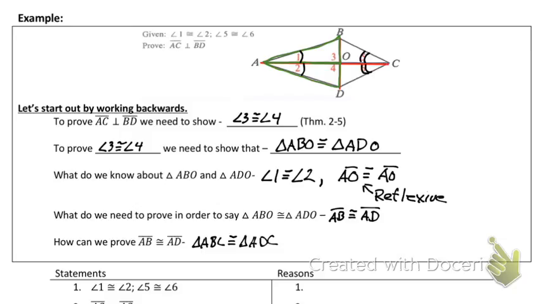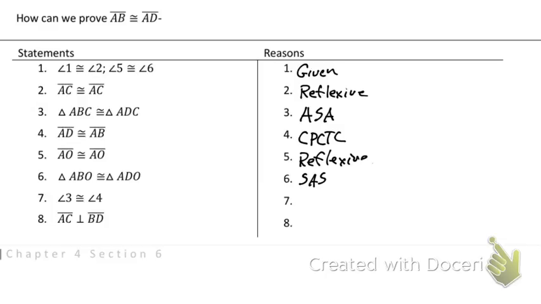Angle 3 is congruent to angle 4 by CPCTC. And our final step says AC is perpendicular to BD. Yep, Theorem 2.5.